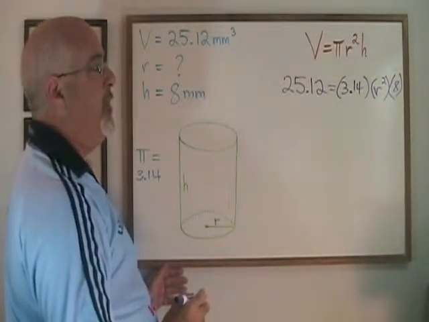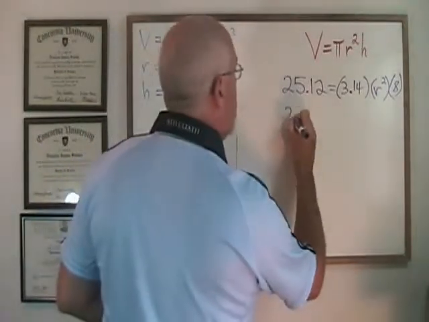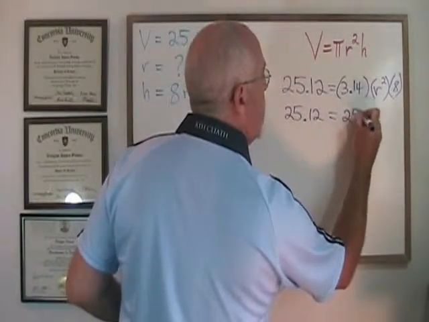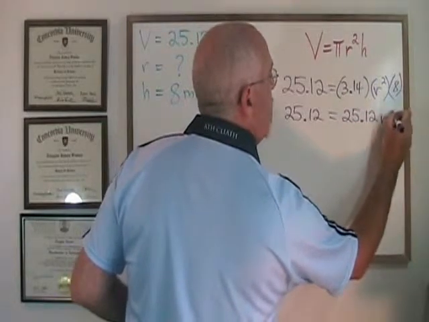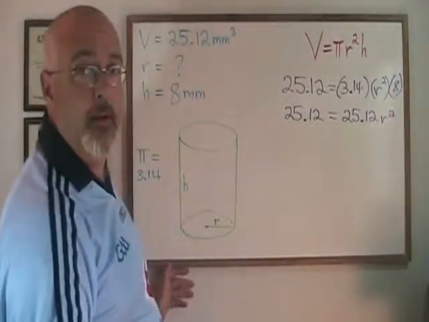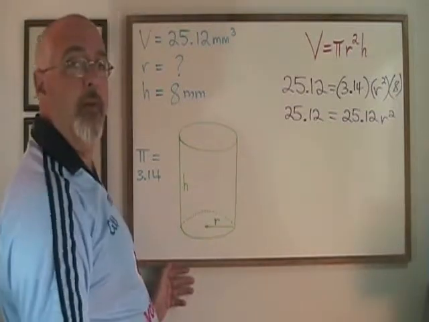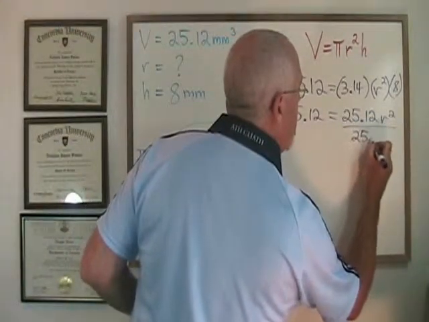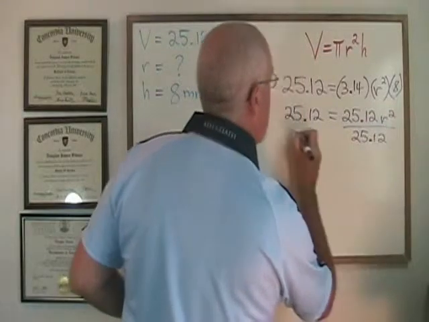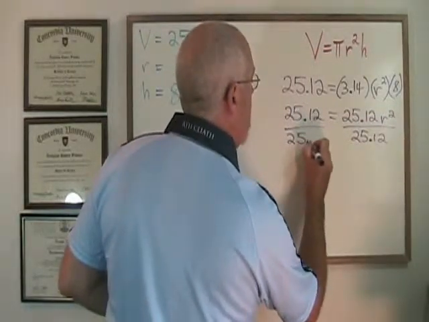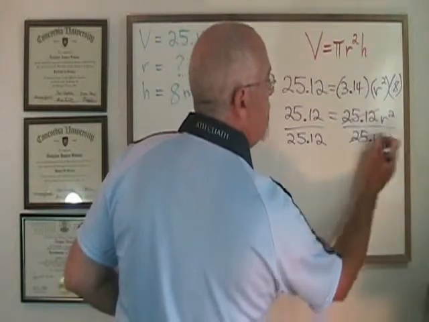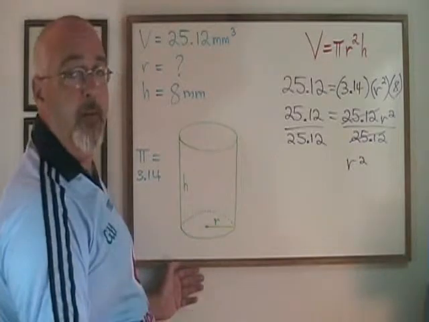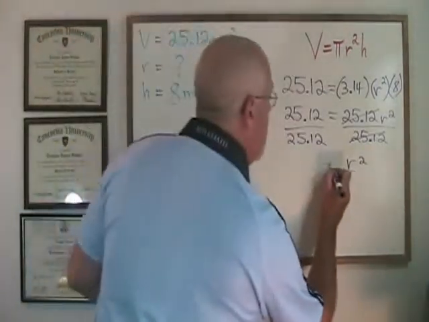Simplifying, we will multiply 8 by 3.14, and we get 25.12. Our r squared is still there. To isolate the r squared, we divide both sides by 25.12. These cancel, r squared is isolated, and 25.12 divided by 25.12 is 1.